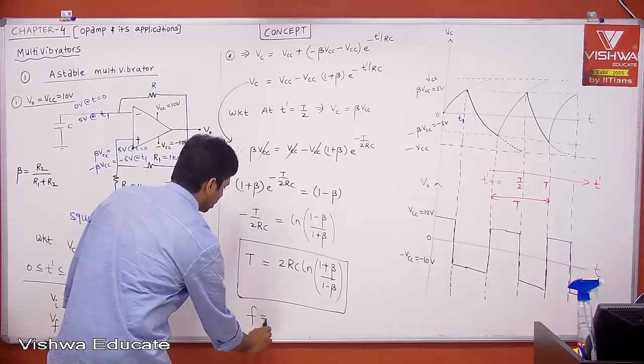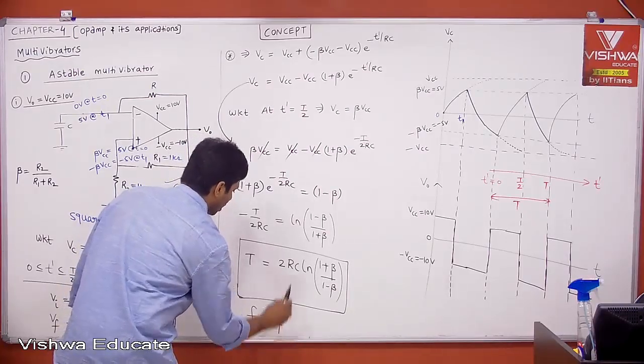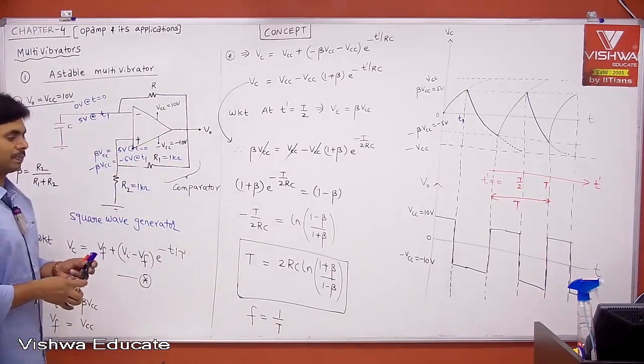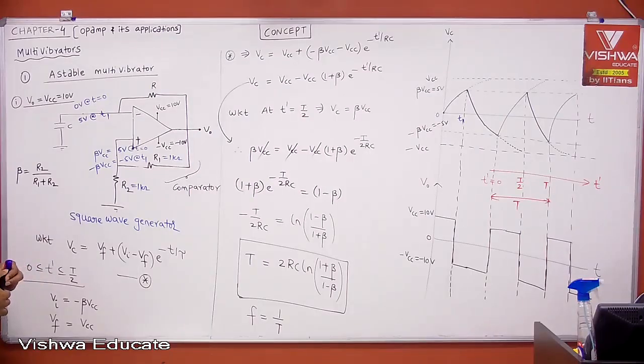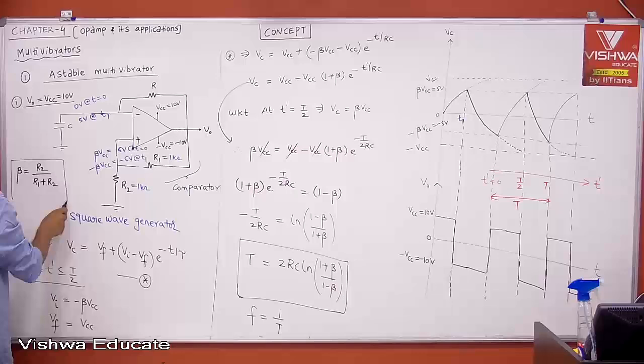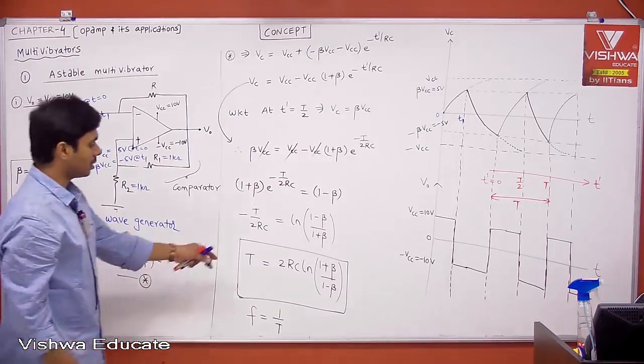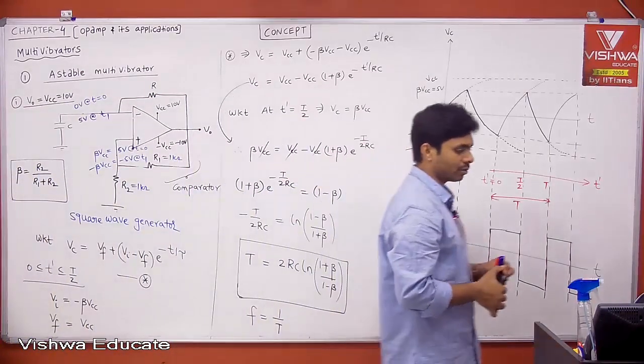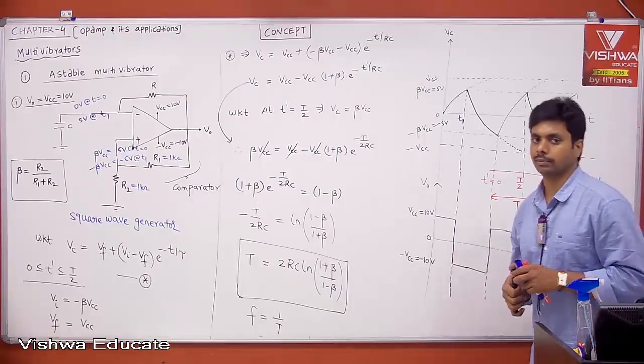The frequency of your square wave oscillations is f equal to 1 by T, which is nothing but 1 by 2RC ln of 1 plus beta divided by 1 minus beta. What is beta? Beta is nothing but R2 divided by R1 plus R2. That is your beta: how much you are sampling and feeding at the positive terminal. And this is the time period of your square wave. Straightforward. Okay. Take it.